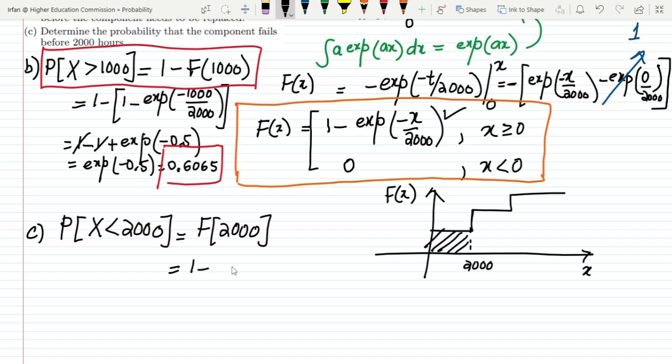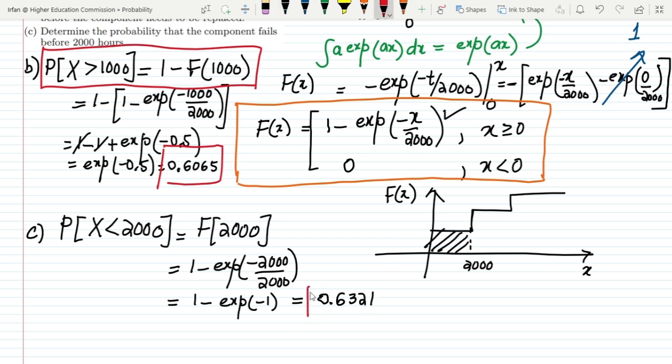Now putting this 2000 here, what I will get? I will get 1 minus exponential of minus 2000 divided by 2000. So here it will be 1 minus exponential of minus 1, and ultimately it will give me 0.6321, and that is the solution of part C of my question.